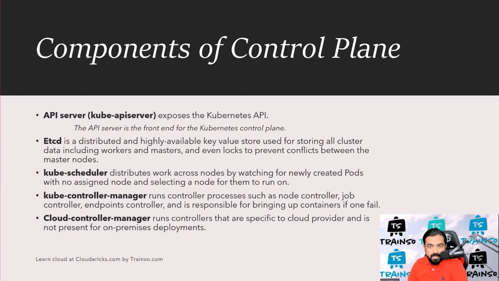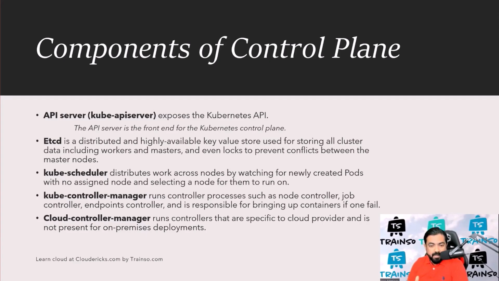Kube scheduler distributes work across nodes by watching for newly created pods with no assigned node and selecting a node for them to run. Kube controller manager runs controller processes such as node controller, job controller, endpoints controller, and is responsible for bringing up containers if one fails.